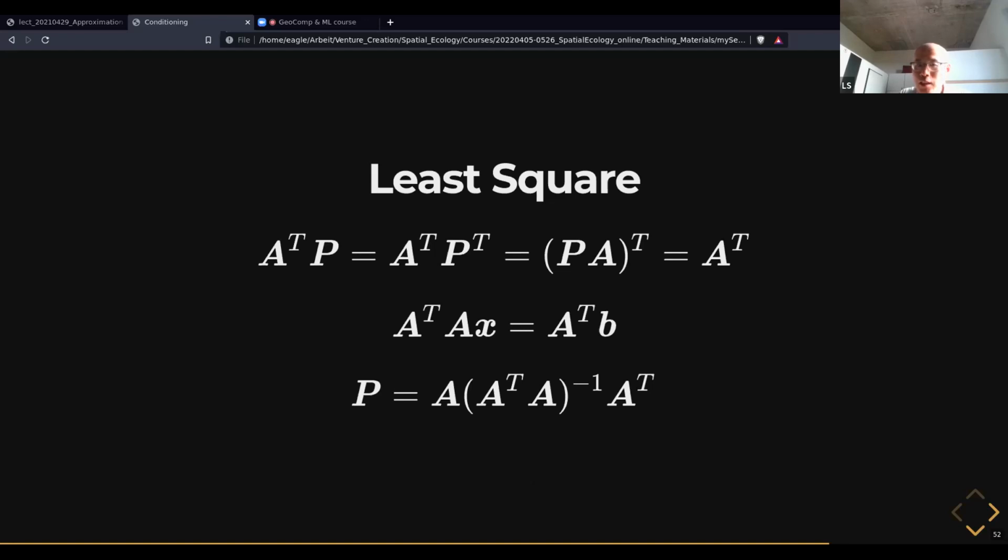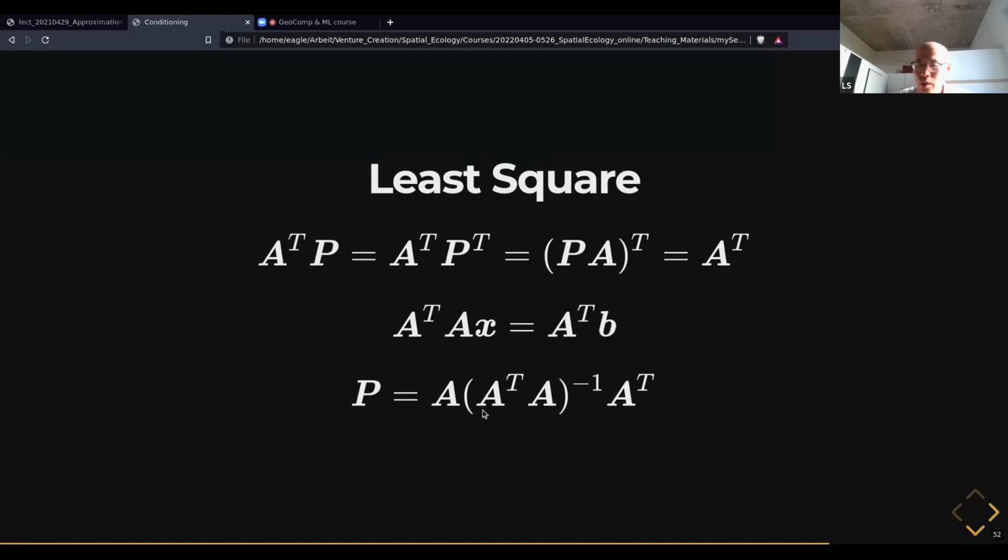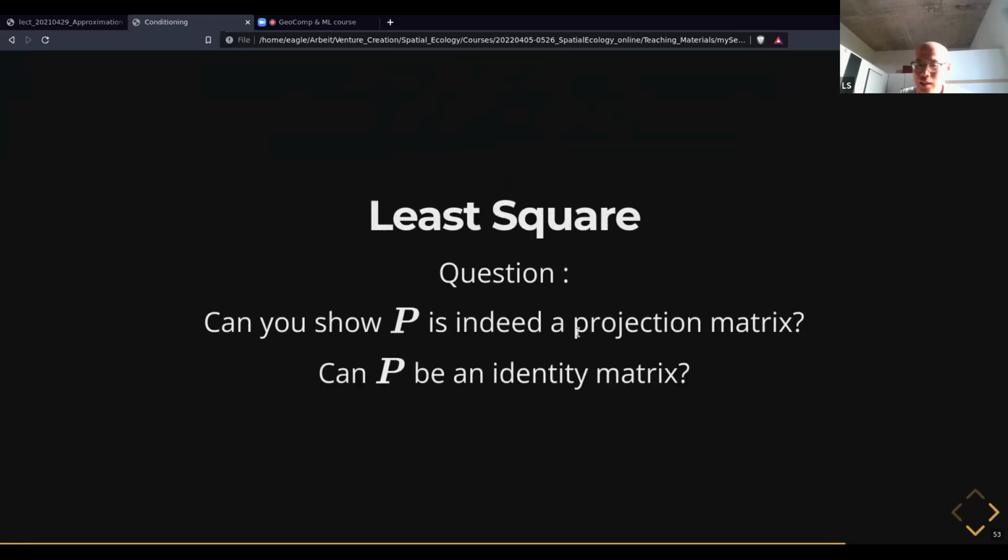So now it's time for questions. Can you show that this matrix I'm showing here is indeed a projection matrix? Can this projection matrix be an identity matrix? I know I'm a little fast here, but I'm just curious. Does anybody want to respond right now to these two questions?